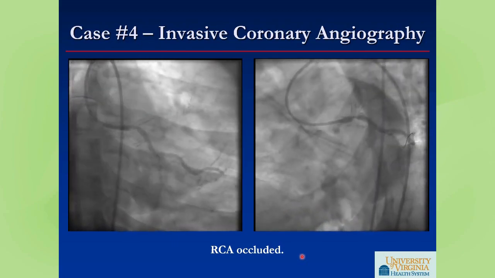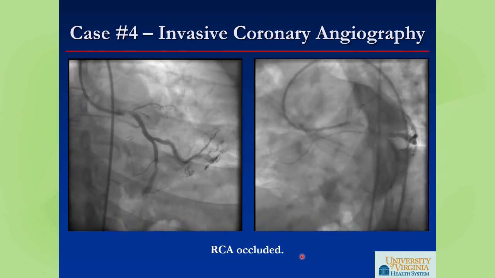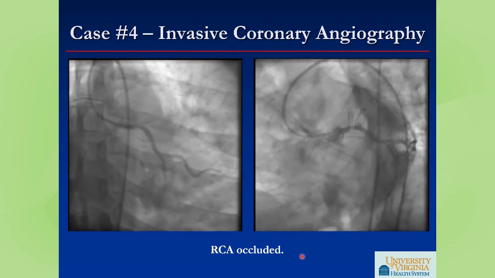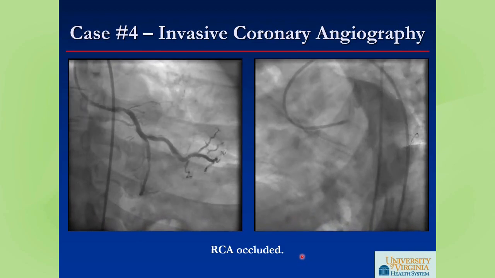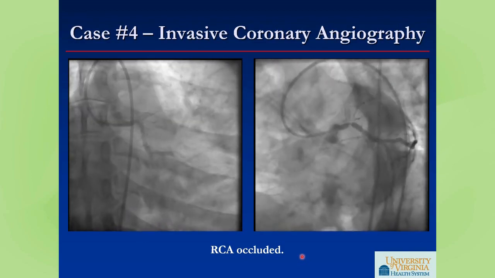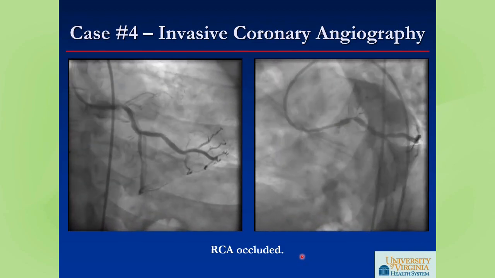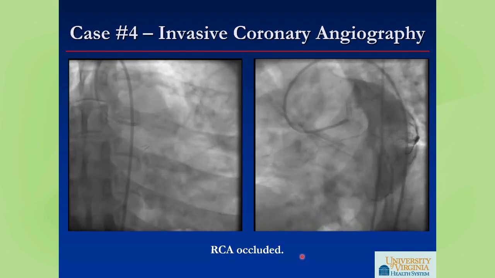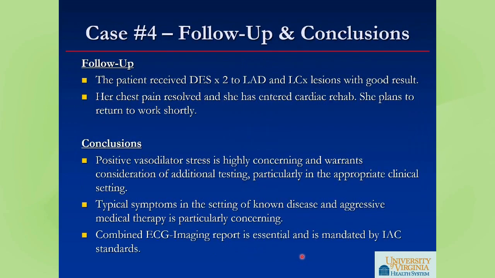The absolute flow data would help us a lot with this patient, but I wanted to just show you that you can get some of this information even without the absolute flow. In this case, it was the stress ECG that really clued us into there being an abnormality. So in follow-up, the patient received drug-eluting stents ×2 to the LAD and circumflex with good result. Her chest pain resolved, and she has entered cardiac rehab. She plans to return to work shortly.